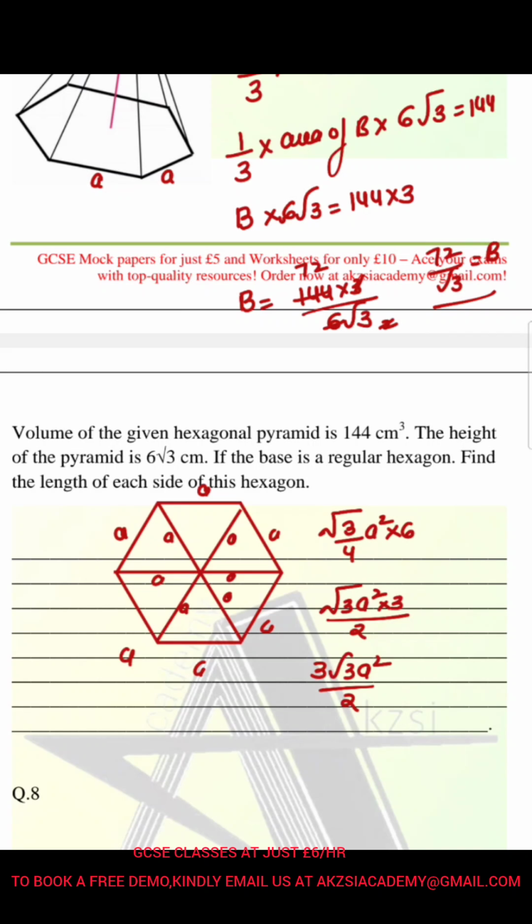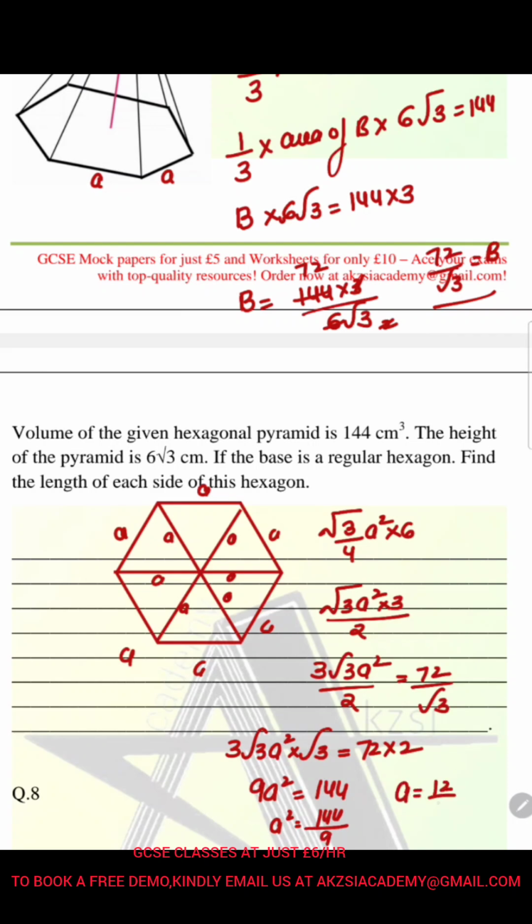So it's time to equate them, and it will give me 72 over root 3. Cross multiply. It will go up there, it will go up there. So I'll get 3 root 3 a squared times root 3 equals 72 times 2. This will give me 9a squared equals 144. A squared equals 144 over 9. Taking root, a will be 12 over 3, which is 4. So that's your final answer. So the length of each side of this hexagon is 4 centimeters.